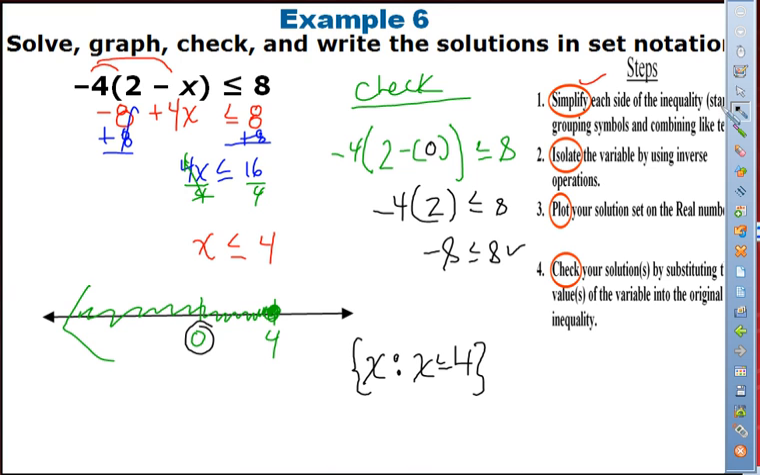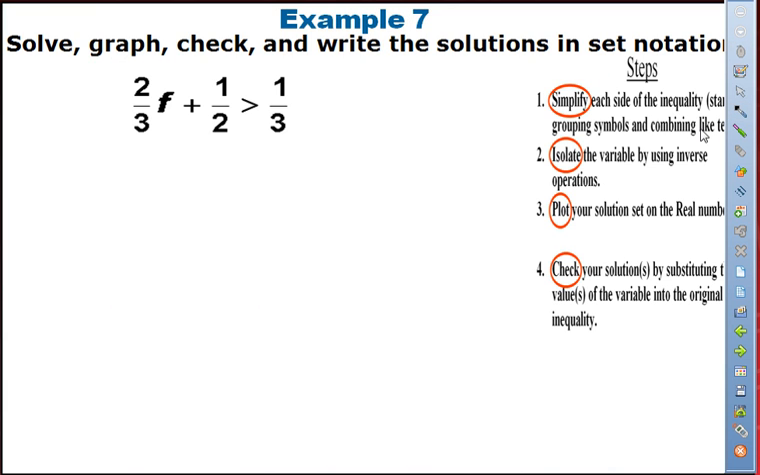Number 7. Here we go. Let's continue. Copy this down. Number 7: 2/3 f plus 1/2 greater than 1/3.